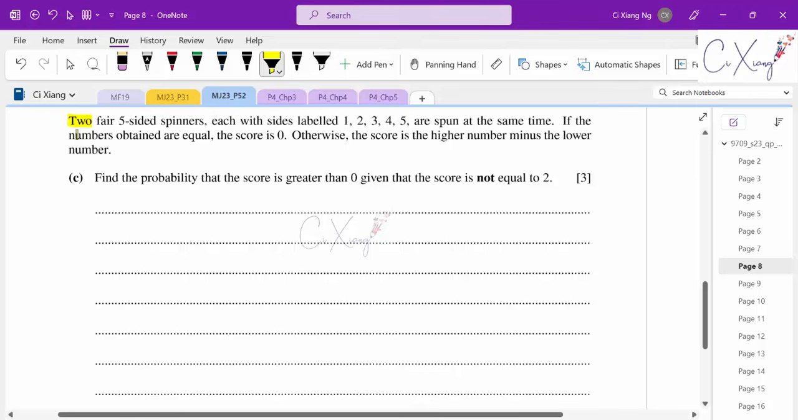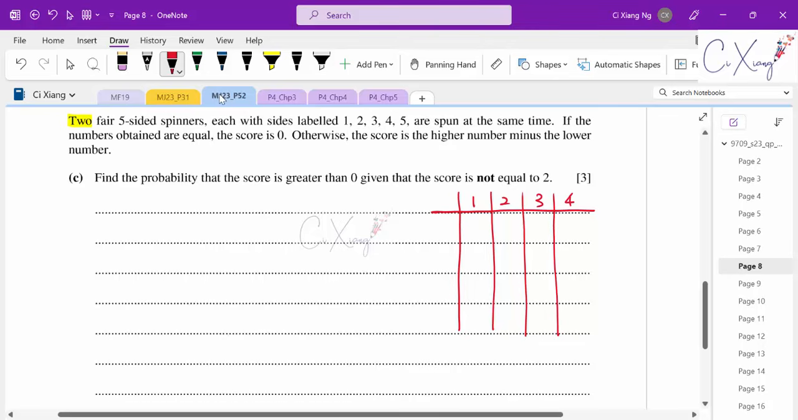So to be safe, I personally feel the possibility space diagram is actually the more convenient way for me to answer this kind of question, although the setting up needs some time. Okay, so I'm having dice number 1 or spinner number 1, where the result can be 1, 2, 3, 4, and 5, right? So I will just draw it in table form, which is a possibility space diagram.